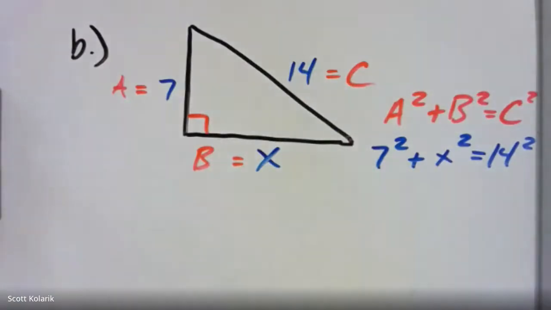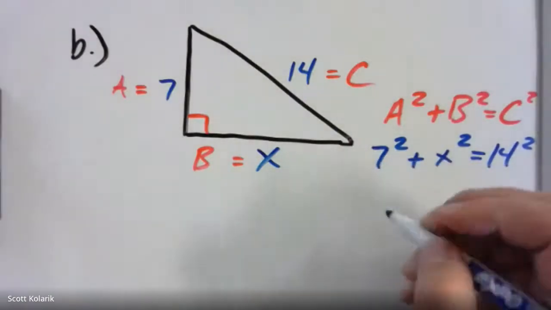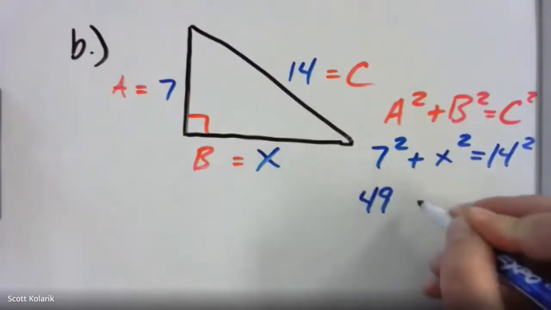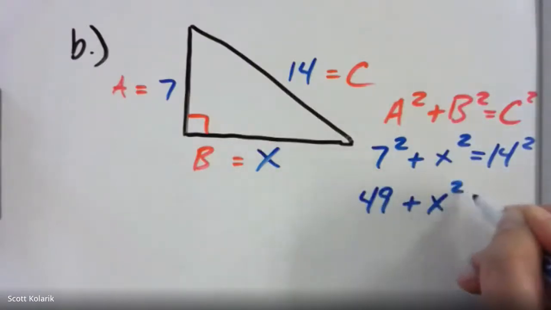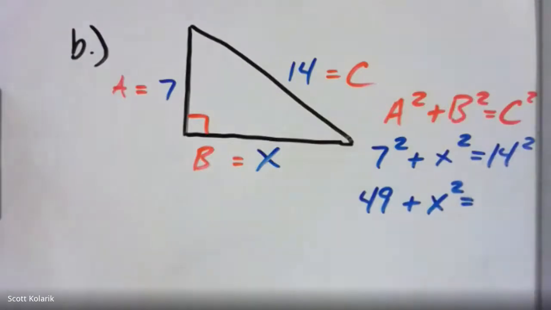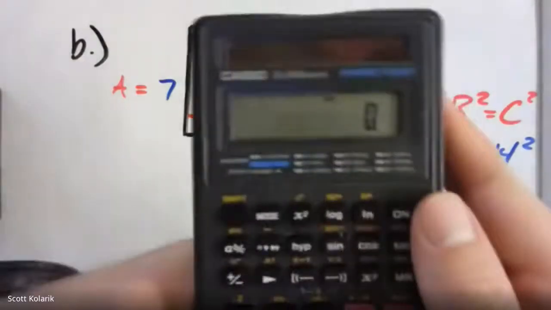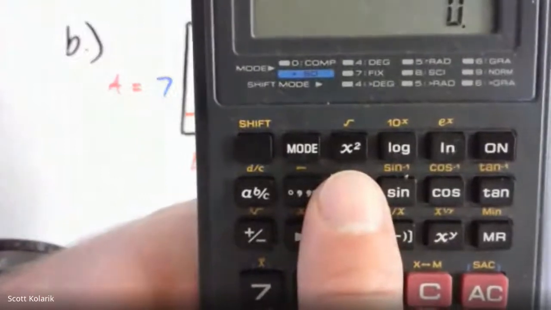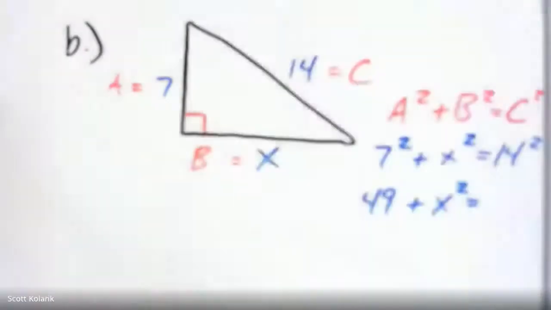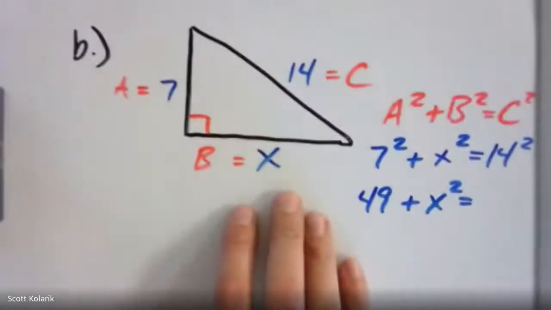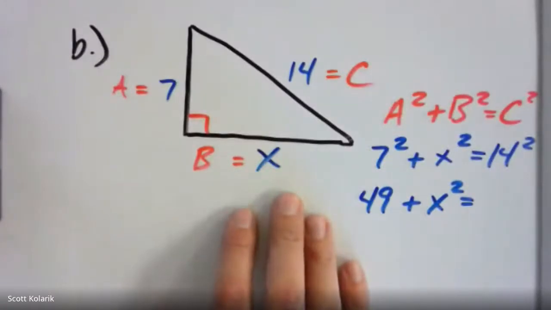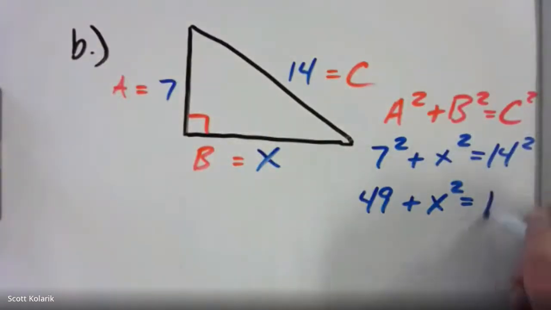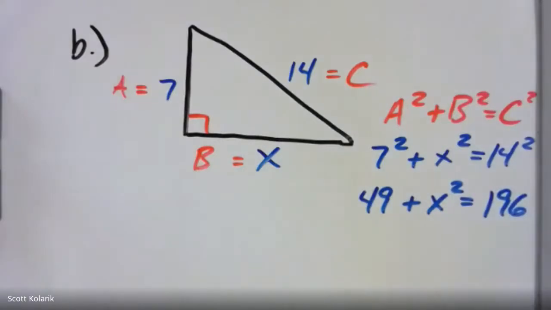Pieces of this I can actually solve for on a calculator. 7 squared is 7 times 7, or 49. X squared is still x squared. 14 squared, or 14 times 14. If you don't know how to do this, most of you will have this on your scientific calculators. Let me just zoom in so you can see it. Most of you will have this little shortcut button, x squared. It's a quick little button you can push for what you're trying to solve. But in any case, you could always just do 14 times 14. It comes out to 196. You can double check that.